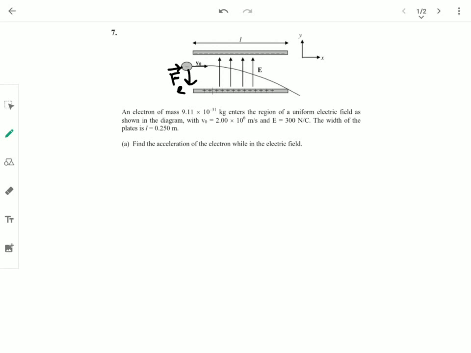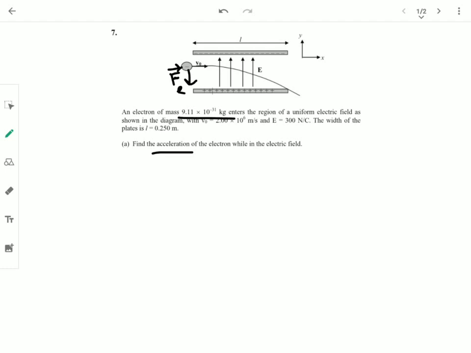So the first thing that should come to mind when they're asking us for acceleration is forces. What force is causing the acceleration, right? Well, there are two forces acting on it: the electric force, because there's an electric field, and the weight. The reason I haven't drawn the weight here is because look at the mass. Look how small the mass is. This mass is so small that the weight can be considered negligible. So we don't need to use it in our equations.